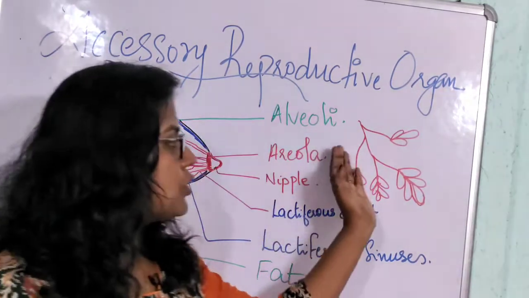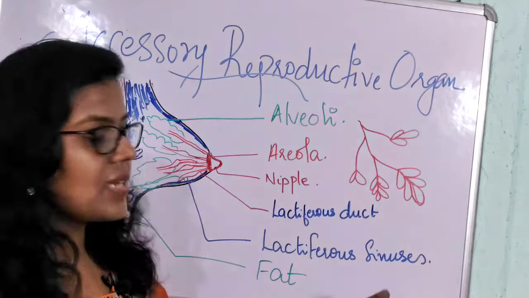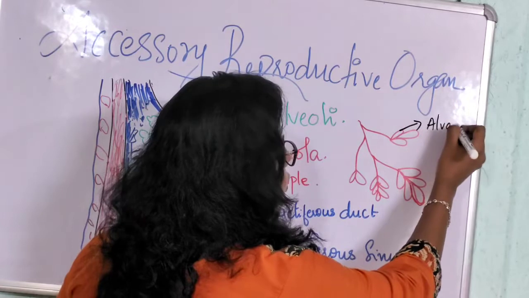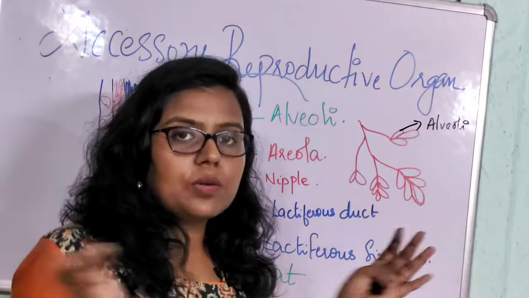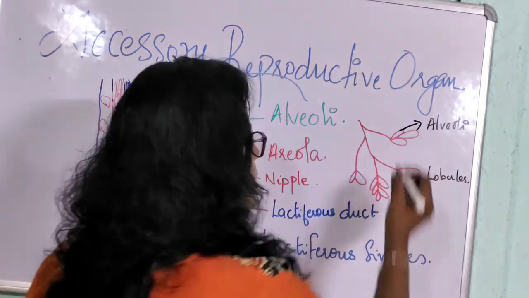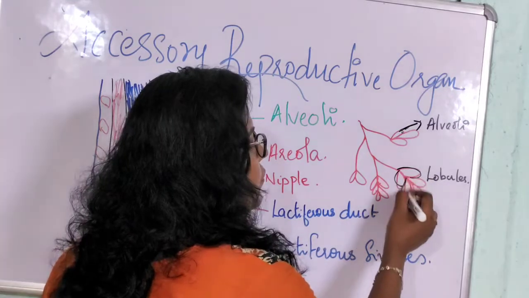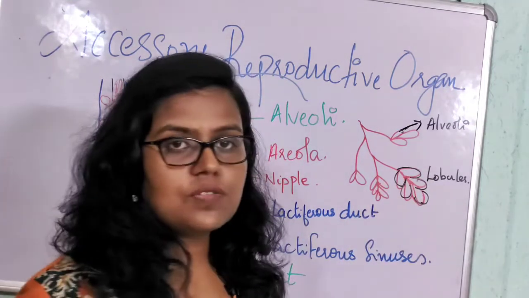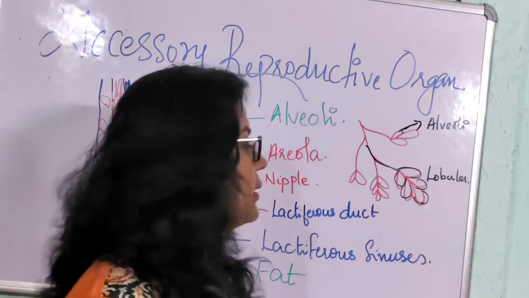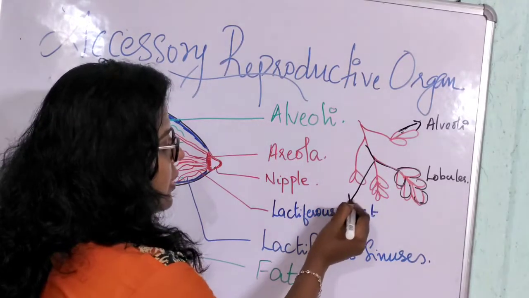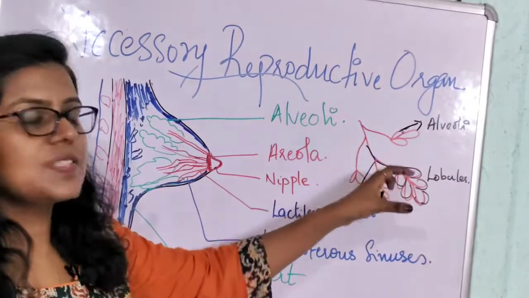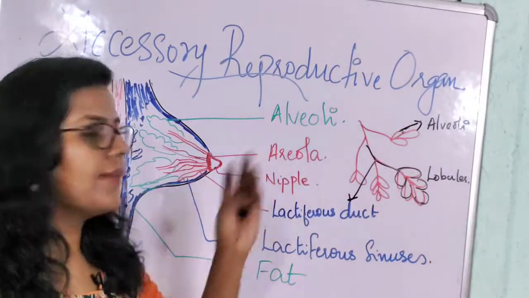This is another picture of the lobules. For easy understanding, we can say this is the alveoli. The alveoli group together to form the lobule. This is one single alveolus, and the group of alveoli join together to form the lobules, and these lobules will drain into the lactiferous duct. So this is the lactiferous duct. These are the simplified explanations of the alveoli, the lobules and the lactiferous duct.